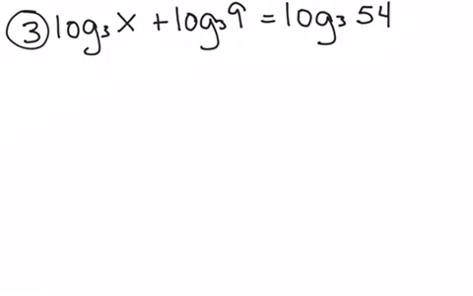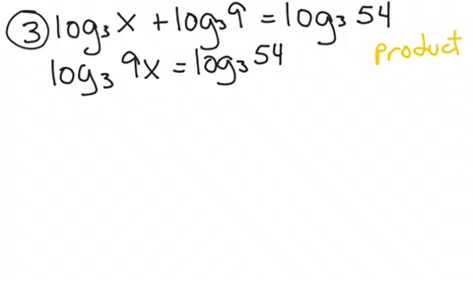Alright, what's different about this equation is we do have 2 logs on this side, which we had in the first example, but this time we have another log on the other side of the equal sign. So let's just start with the left side. How do I combine those two? Using our product rule, I'm going to condense it. And we get log base 3 of 9x equals log base 3 of 54.